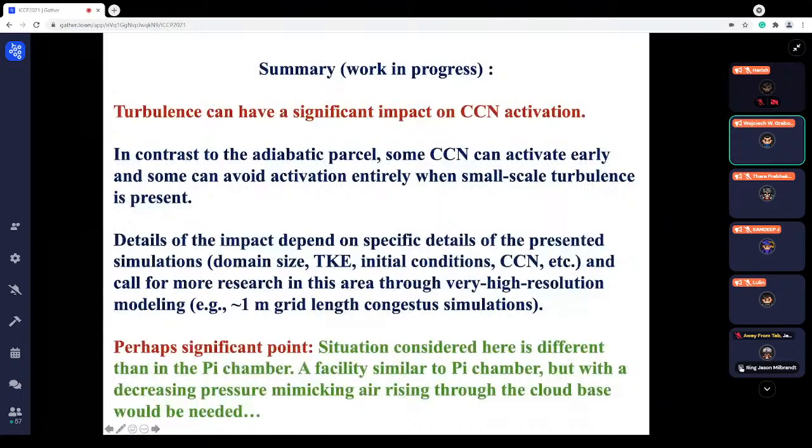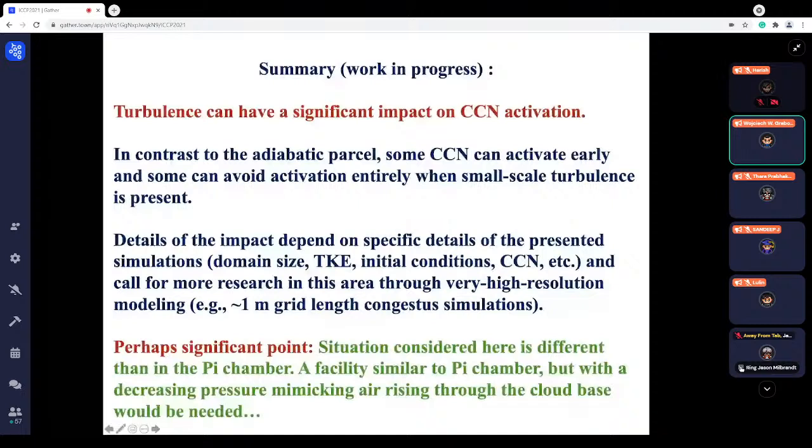And perhaps a significant point, a comment towards Raymond, is that the situation we consider here is different than in the pi chamber. It calls on the observations, perhaps, for a facility similar to the pi chamber, but with decreasing pressure, because the driver of the decreasing temperature and of course decreasing pressure as well is the expansion of the air when the parcel rises. So it would be great to have a pi chamber within a bubble, if you like, an expansion chamber. That would be conditions that may resemble the cloud base activation.